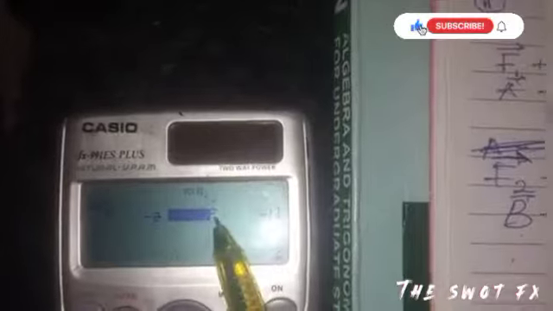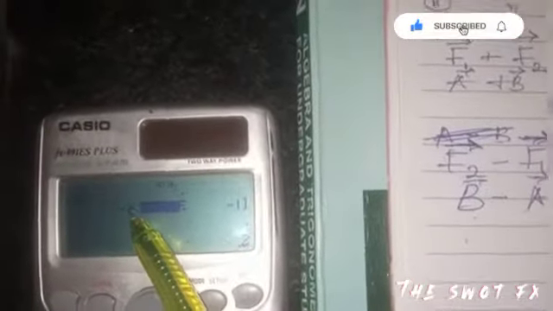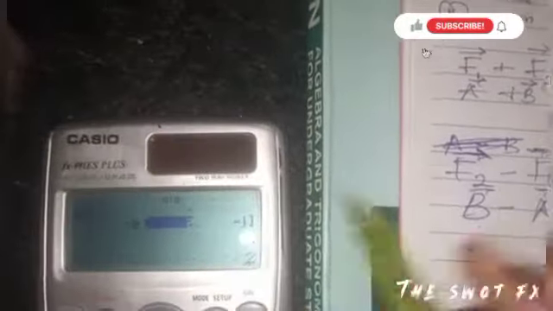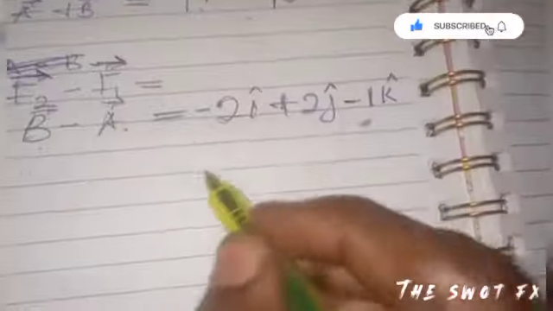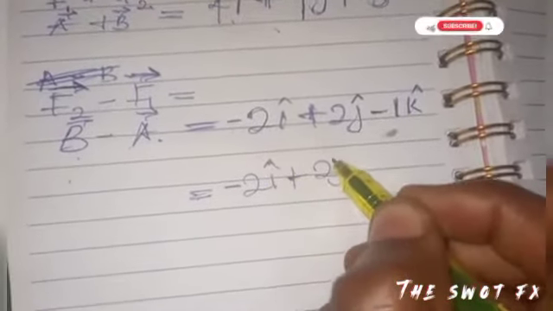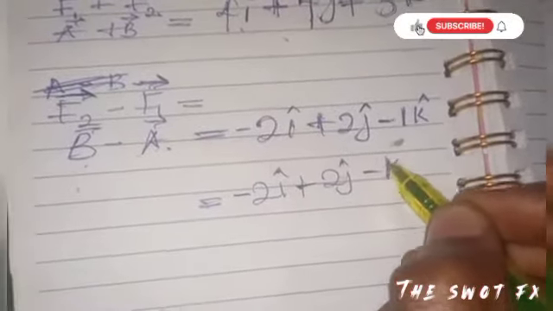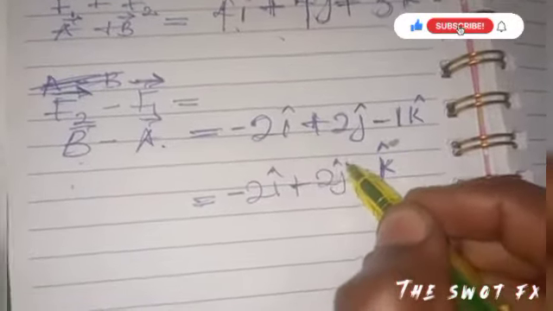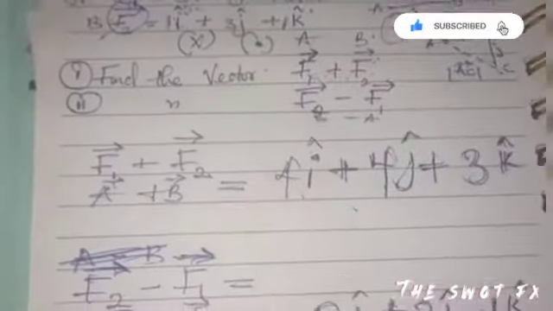Then if you look at the second one here, the second one is carrying 2. Whatsoever you put this tab on, you have the answer here. So minus 2, 2, minus 1. So this one is having minus 2I, then plus 2J. And the last one, which is K, is having minus 1K. At the same time, I can decide to do it as minus 2I plus 2J and minus K. If I say minus 1K, it's the same thing as minus K. Do you understand now? So that's on addition and subtraction of vectors.